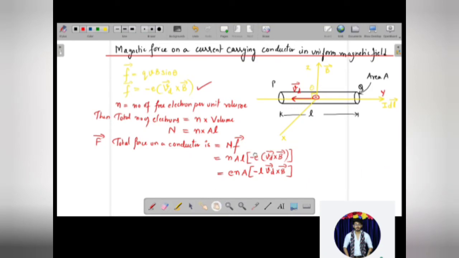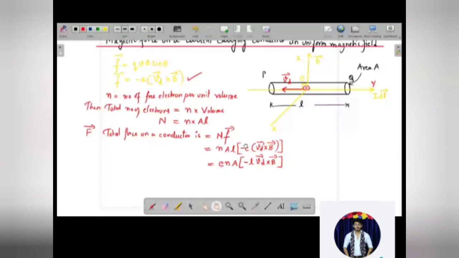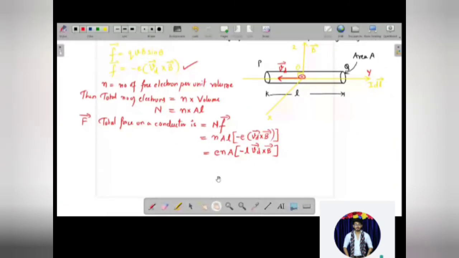This I'm going to keep inside. So now look at this. If IL represents the current element, IDL represents the current element vector in the direction of current. Then the vectors L and VD will have opposite directions. If IDL is going like this, then obviously VD is going to have the opposite direction to L. So VD and L are going in opposite directions.